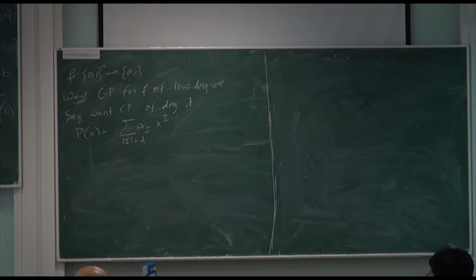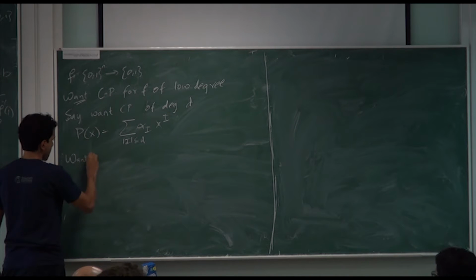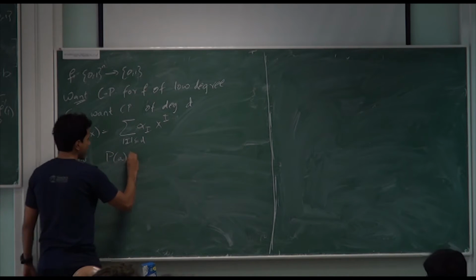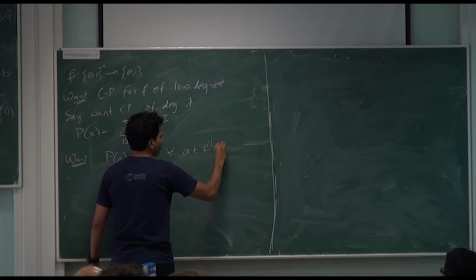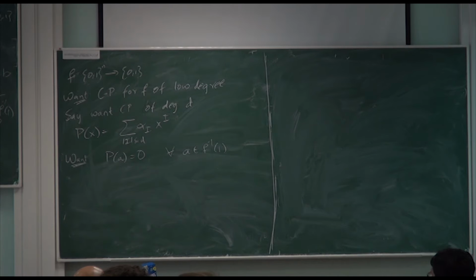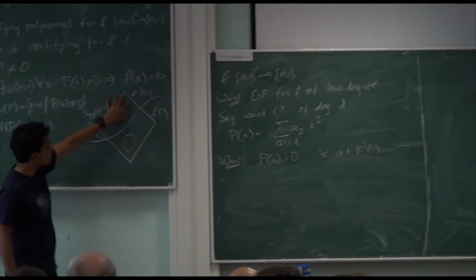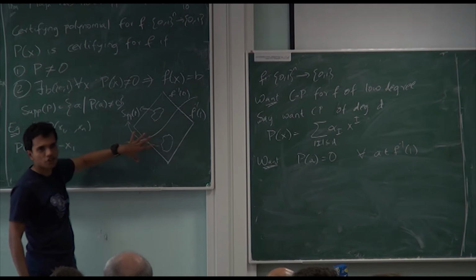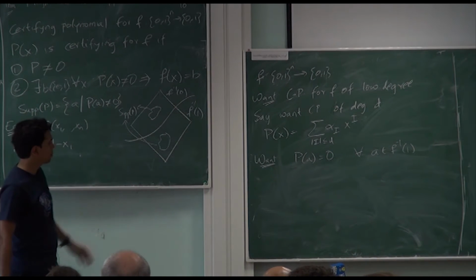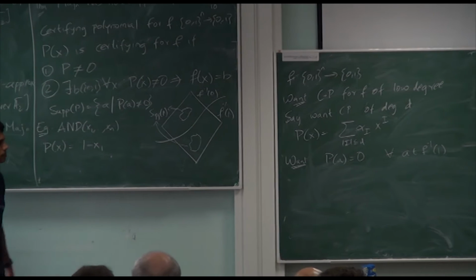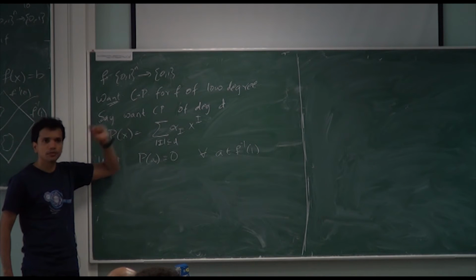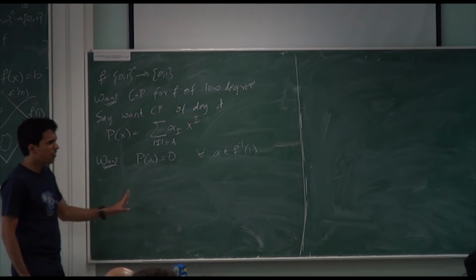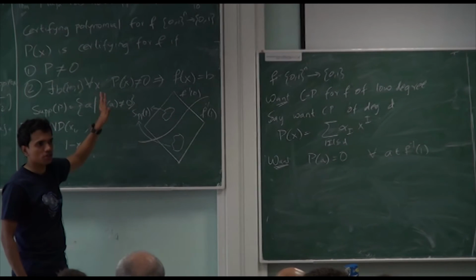Yeah, and I wanted to certify that my function is 0. So what I want is that p of a equals 0 for all a in f inverse 1, right? So when the function is 1, I want the polynomial to be 0. If the polynomial is non-zero elsewhere, it certifies that my function is 0. I want to find these coefficients so that this is true. And the final constraint, of course, is that I want my polynomial to be non-zero.